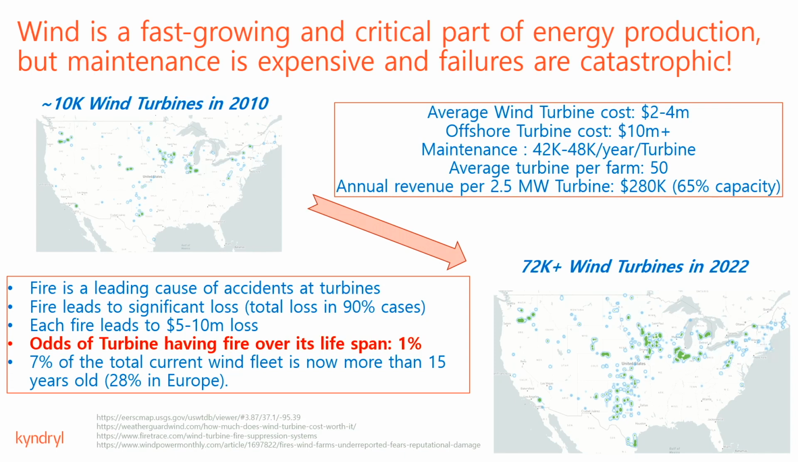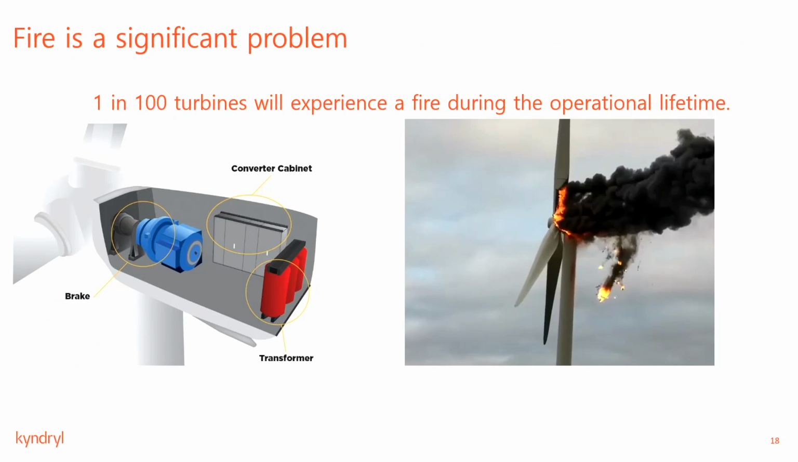But failures are catastrophic. Fire is among the leading causes of failures at turbines. The odds of a turbine having a fire over its lifespan are about 1%, and it leads to total loss of the turbine in 90% of the cases. So you're talking 0.9% of turbines seeing catastrophic failure from fire in their lifetime. So this is, of course, not good, right? You want these to be out producing energy. And the consequences are significant.